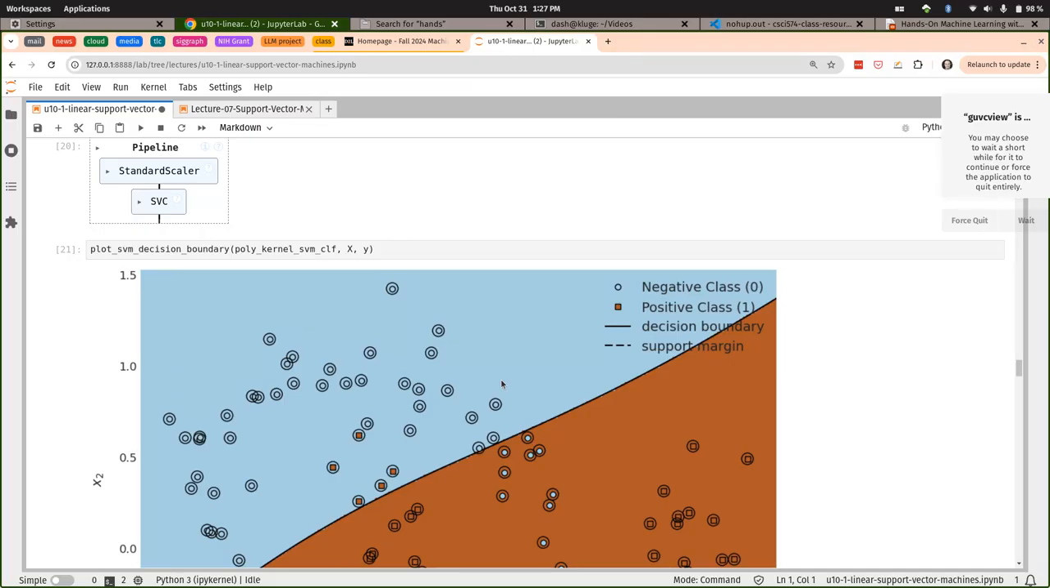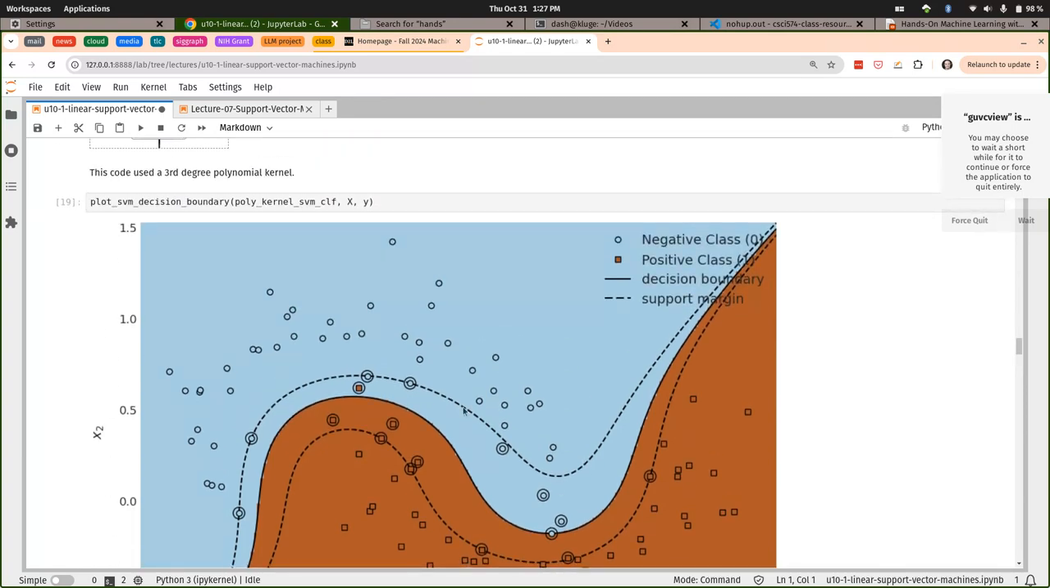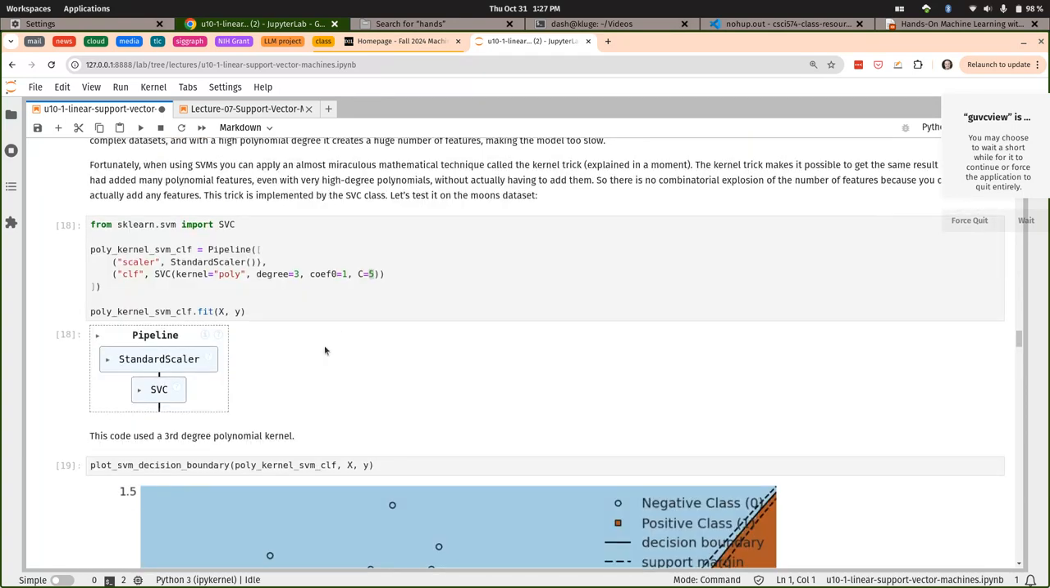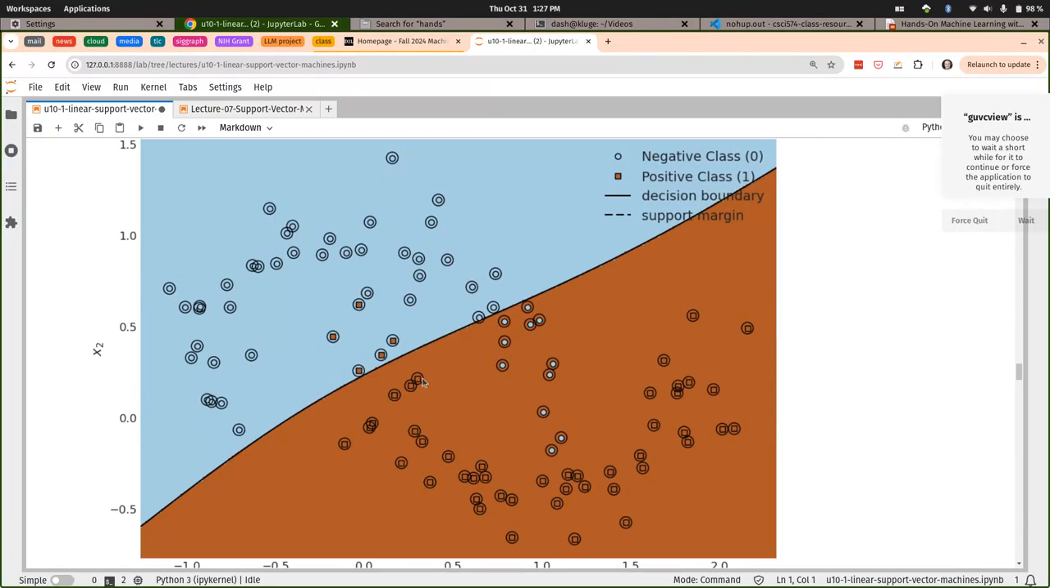It didn't work out very well on the example in the other textbook, but here is kind of what you expect. The smaller C you get, the more it'll end up trying to push it to something linear. Here we are using the moons data set again. The circles are the negative class, and the squares are the positive class. So this won't perform very well in this case. A lot of stuff is misclassified, so that's too much regularization here.